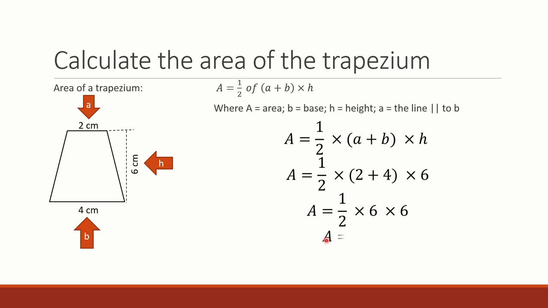And now we can multiply. A half of 6 is 3 times 6. Our final answer, 18 square centimeters. Please remember to put in the square centimeters.